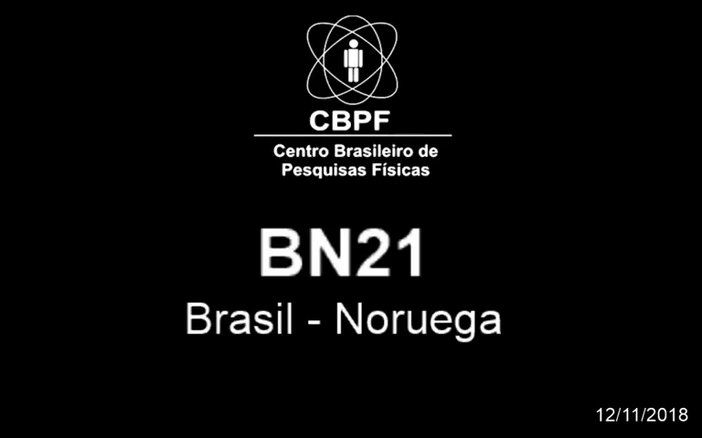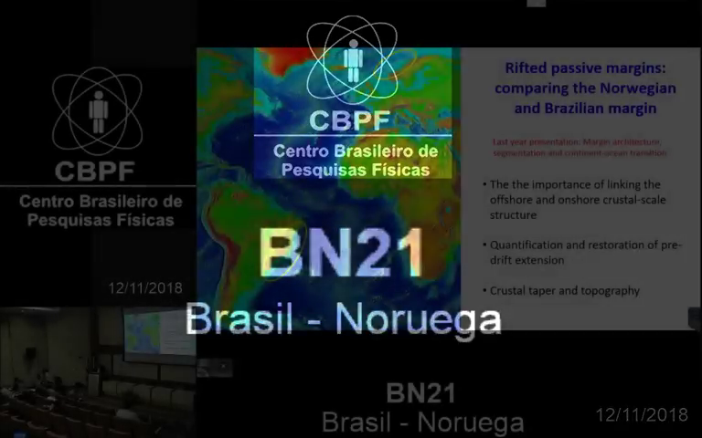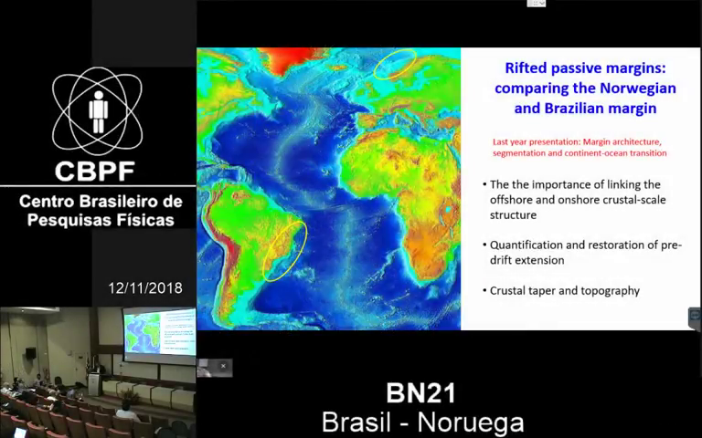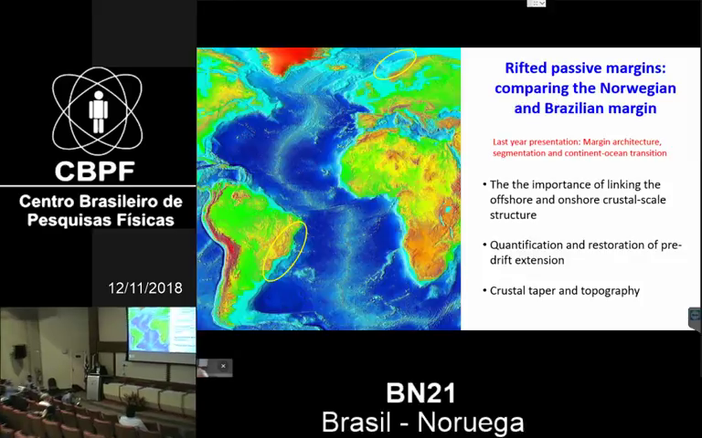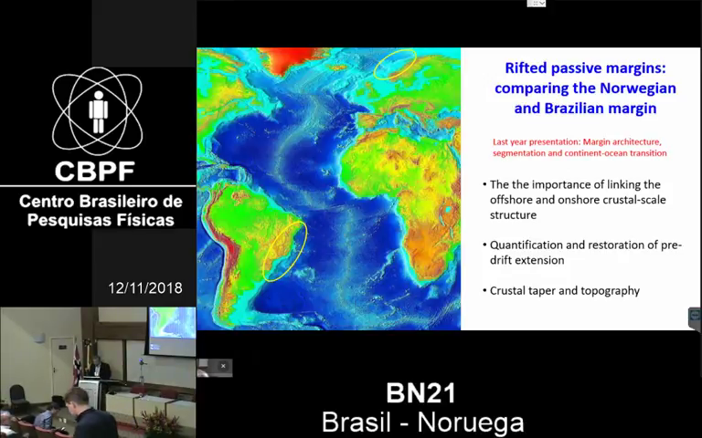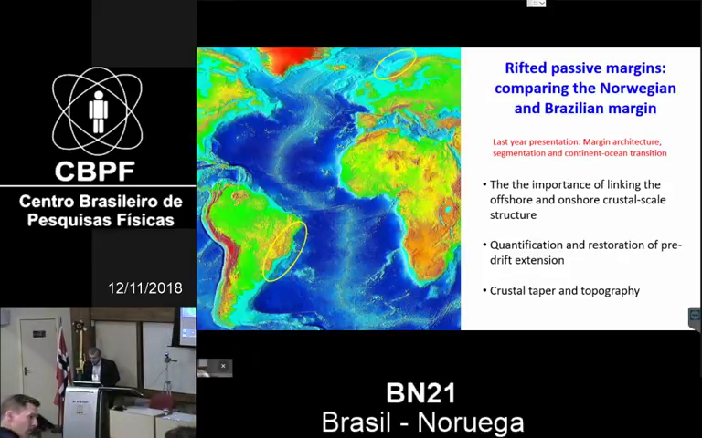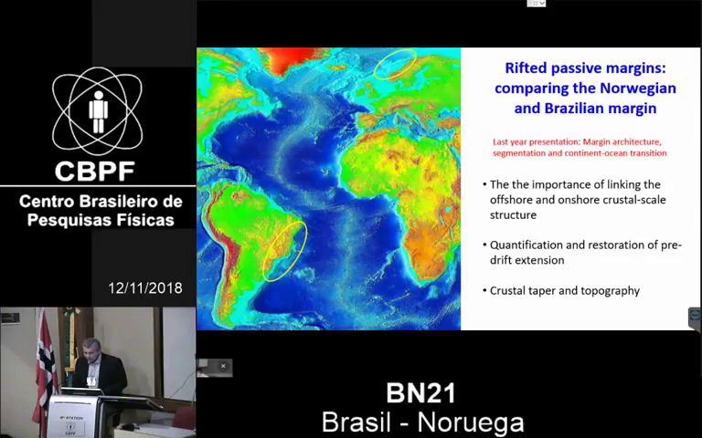I focused on margin architecture, segmentation, and the continent-ocean transition related to breakup both in the Northeast Atlantic and also in the South Atlantic. This year, I will have more focus on the importance of linking the offshore and onshore crustal scale structure. And we need to do so to have better constraints for quantification and restoration of pre-drift extension. And we will also see a few examples that the geometry of the crustal thinning across the margin is closely related to the topography onshore adjacent to the margin.